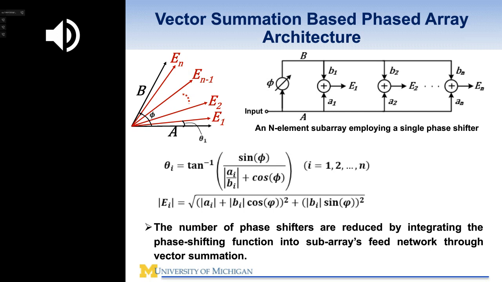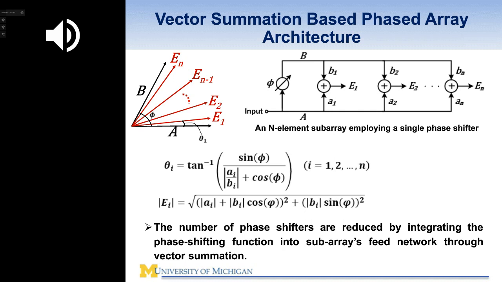Now, signal amplitudes A1, A2 up to AN, and B1 up to BN change gradually across the feed network, such that the vector summation of A1 and B1, and A2 and B2, and so on, results in output signals E1 up to EN, which have the same amplitude but have a progressive phase shift dictated by phi.